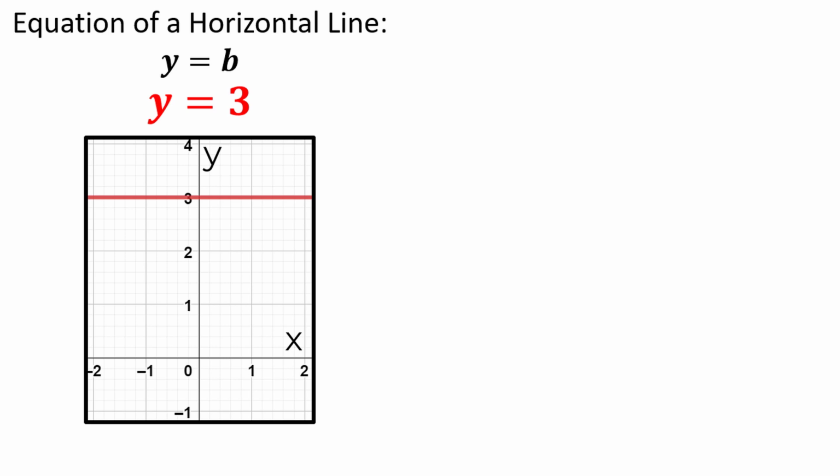The equation tells us that y is equal to 3, but x is not specified. That means for every possible value of x, y must equal 3, which creates a horizontal line. Horizontal lines have no steepness, so the slope of a horizontal line will always be 0.